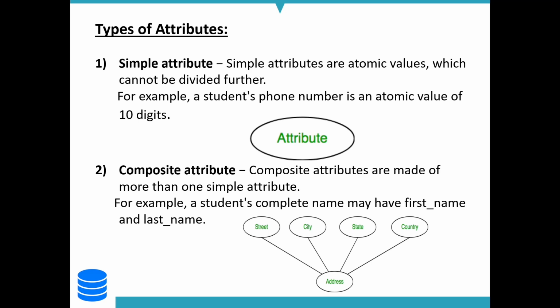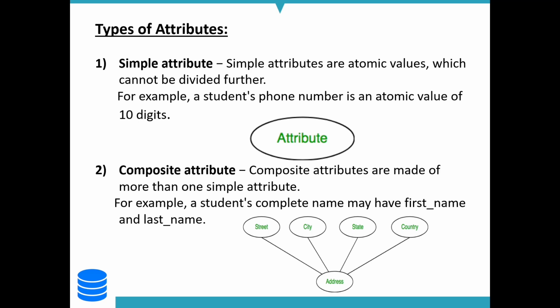Here you can first consider simple attributes. Under simple attributes, a unique key ID is a simple attribute. Take a simple example: the student's phone number is an atomic value of 10 digits.